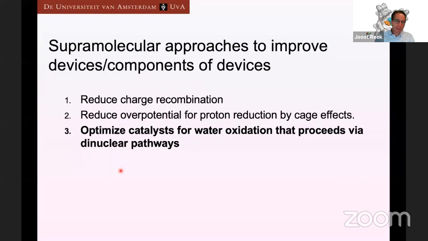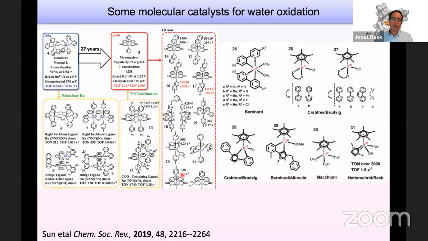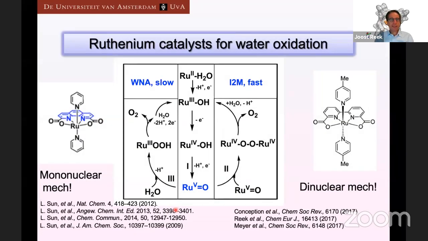And in the last few slides, I would like to show you that next to proton reduction, we can also optimize catalysts for water oxidation using cages. So here you see some of the complexes that are studied in water oxidation catalysis. So iridium complexes are quite good, and also ruthenium complexes are doing quite well. And I think this is the best catalyst that has been developed by the Sun Group. And for that reason, we also looked at ruthenium catalyzed water oxidation.